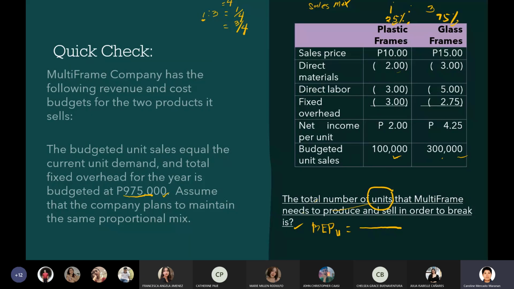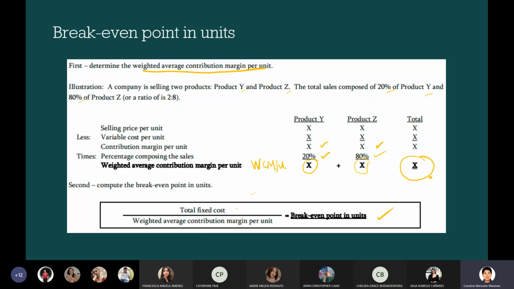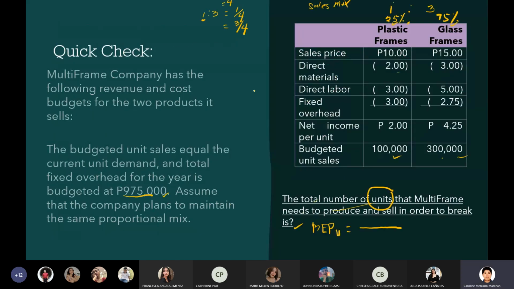So, balikan natin kung paano break-even point in units. Una mong hahanapin, weighted average contribution margin. Okay. But before that, you get the contribution margin per unit muna. So, sales natin, 10. Magkano variable cost? Ma'am, ito po, 2, at saka 3. Ano pa? 2, tsaka 3. Meron pa? Wala na po, ma'am. So, total variable cost natin is 5.